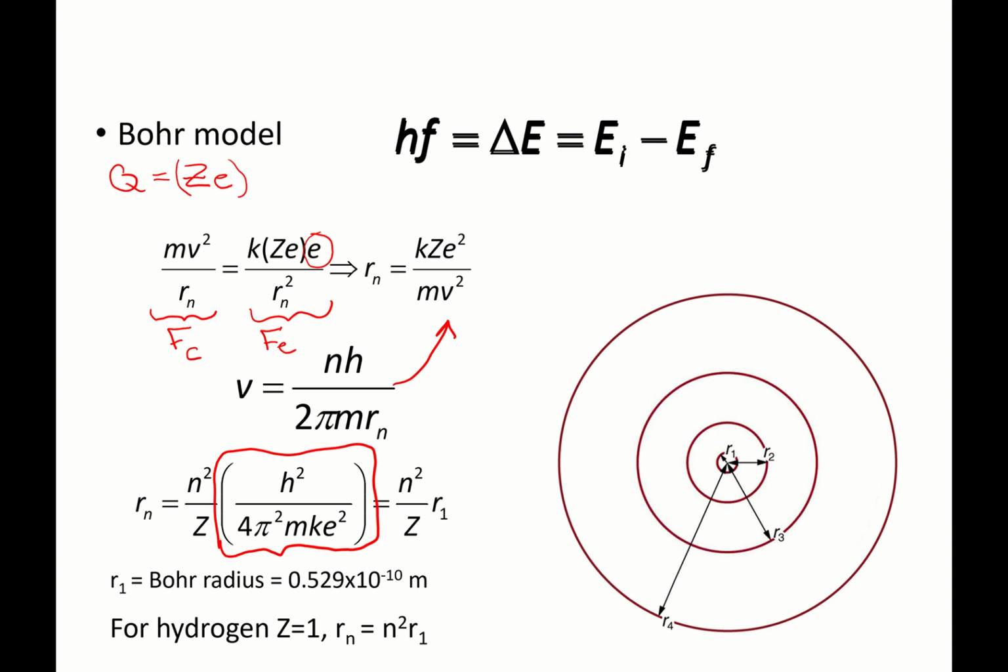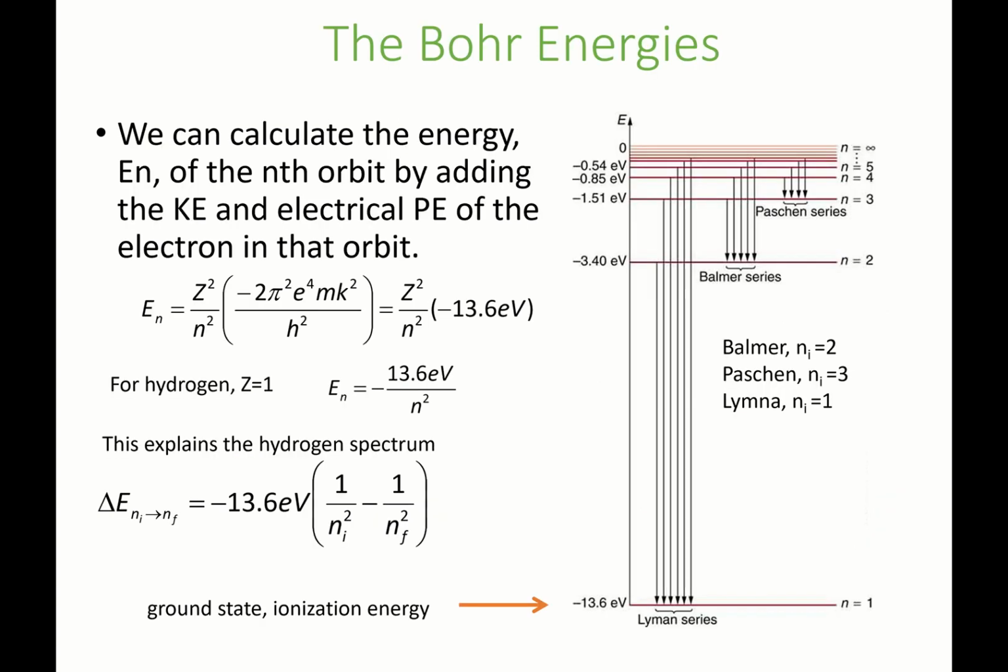So for the first orbit, it's just going to be 1 times R1. For the second orbit, it's going to be 2 squared, 4 times R1. The next one's going to be 9 times R1, and then 16. So we're going to go out in integer squares.